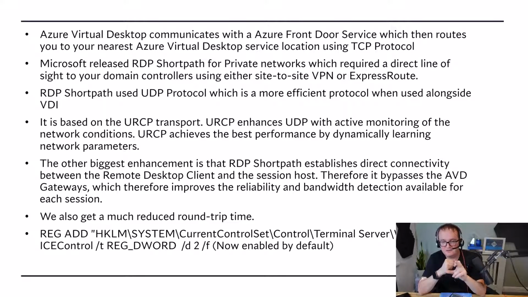Mostly because the traffic is going directly between the client and the session host, not having to traverse those gateways or the Azure Front Door. My connection is straight between the client and the session host using UDP. So we get much better performance. It's going to be enabled by default out of the box when it goes GA, but for now we have to add this registry setting, which will enable the capability.